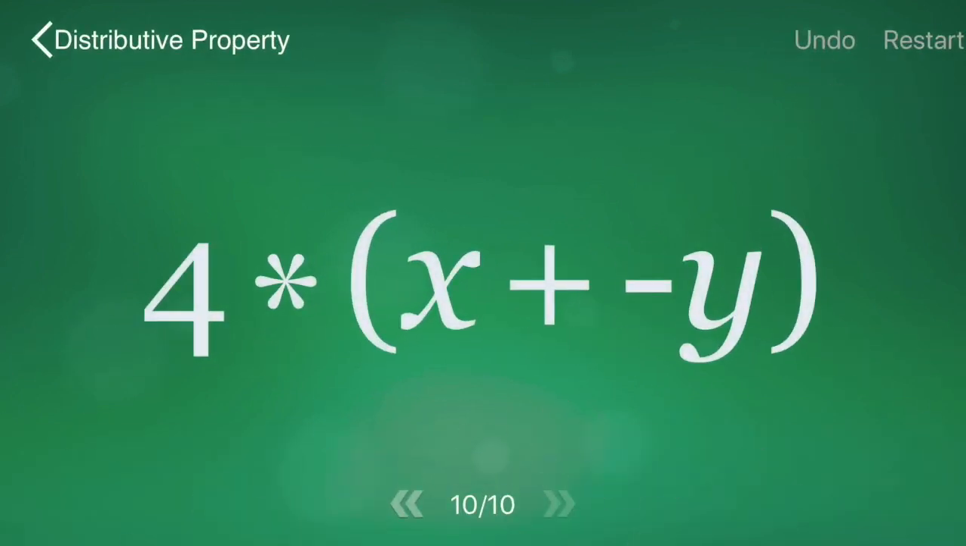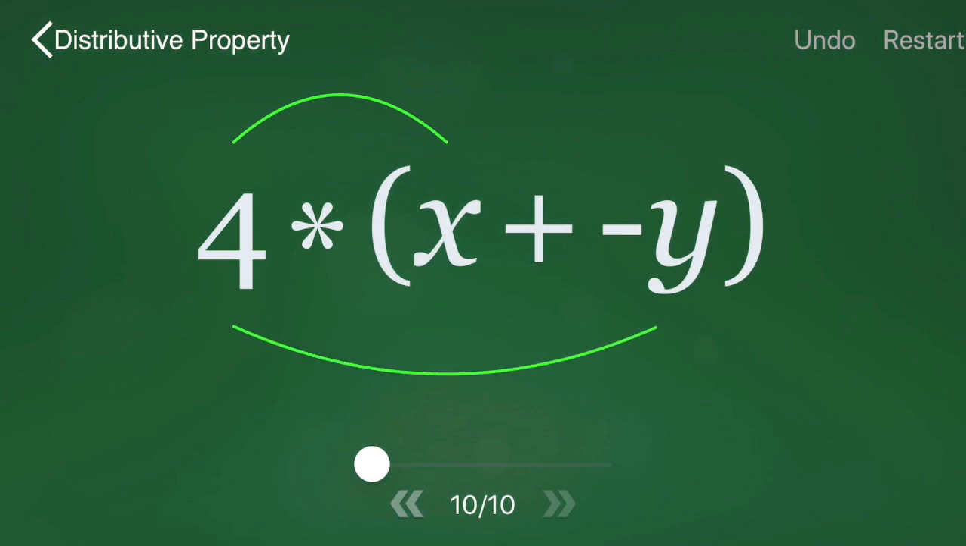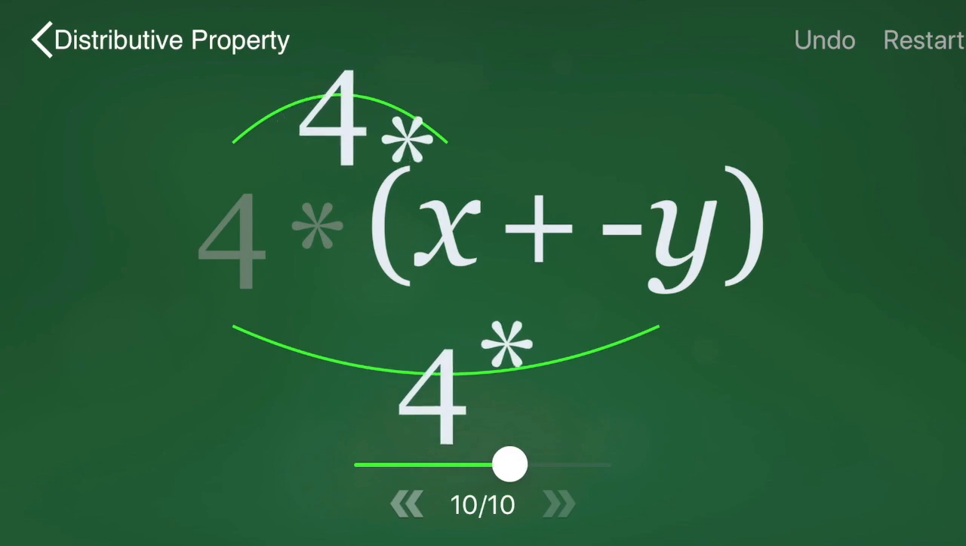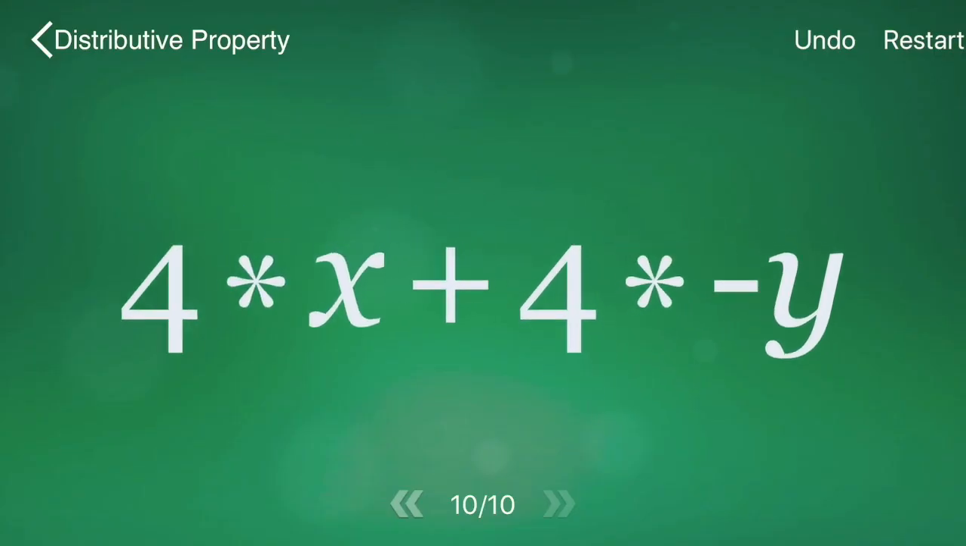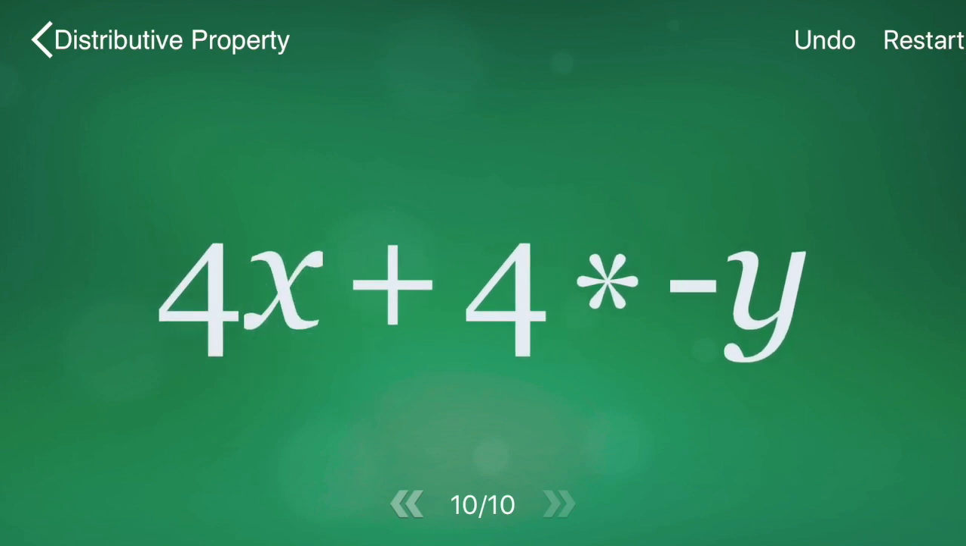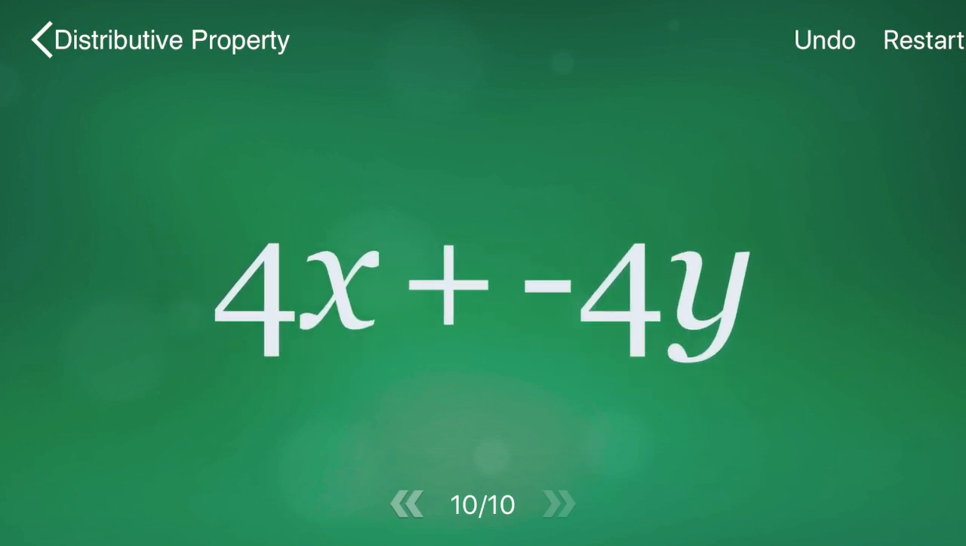So I'm taking that 4, I'm multiplying it to the x and the y, and there's only one x and one negative y, so it's like saying 4 times 1x and 4 times negative 1y. Take the bar, move it across. I'm going to get the expanded form and then multiply them together. And you're done. There's your simplest form. It would be 4x take away 4y.